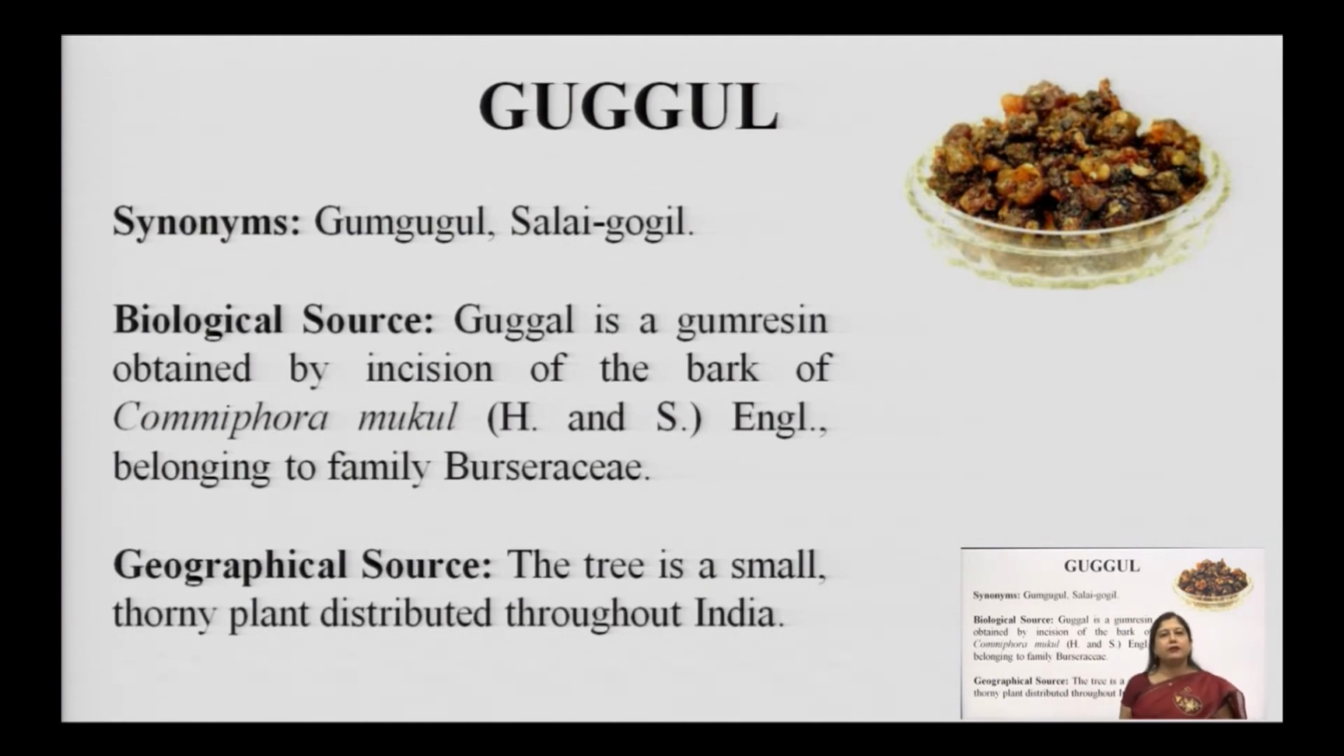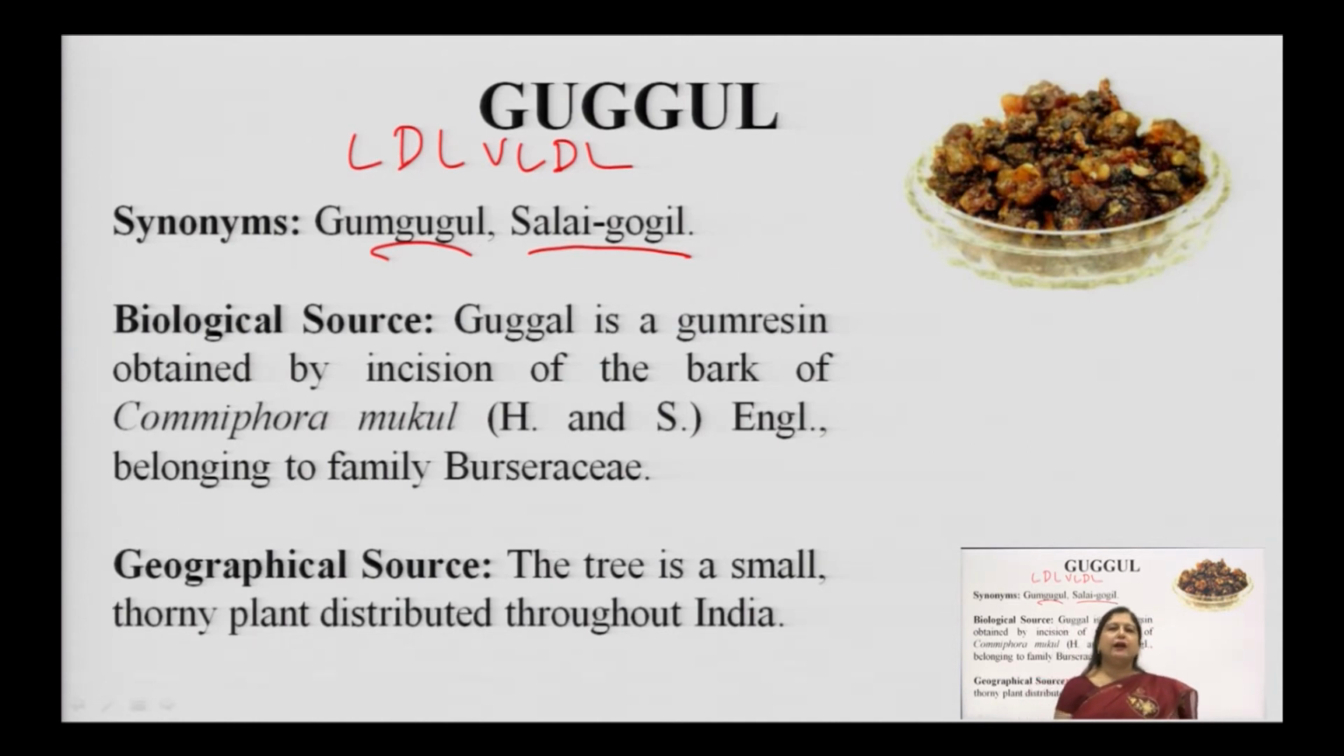The next drug which we are going to discuss is Guggul, which is synonymously called gum guggul or salai guggul. It is very useful because it is used as a hypolipidemic agent. Hypolipidemic means what? It reduces the LDL and the VLDL. What are these? Lipoproteins: low density lipoproteins and very low density lipoproteins. They are reduced by this Guggul. So, it is a very good drug and it is marketed by many industries for this.